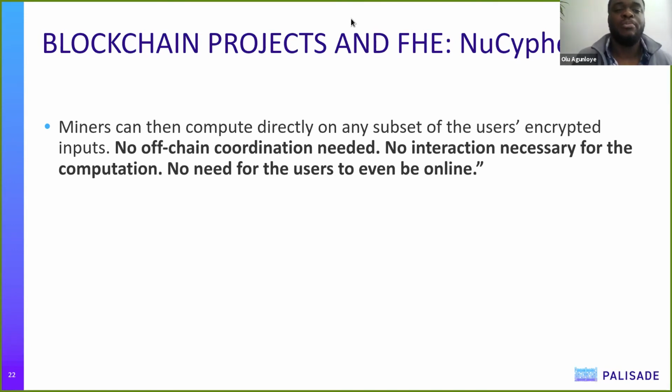So the benefit of this system that NuCypher has developed, again, is this concept of a blockchain-based ecosystem where we can run smart contracts in a homomorphic way, where we can perform homomorphic and private transactions and computations. One of the benefits is, of course, no off-chain coordination to be able to produce complex financial transactions and complex financial systems. There's no interaction necessary at all, really, is what they're claiming. And there's no need for users to even be online.